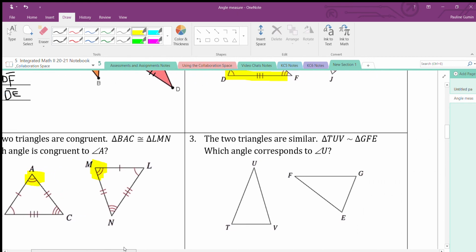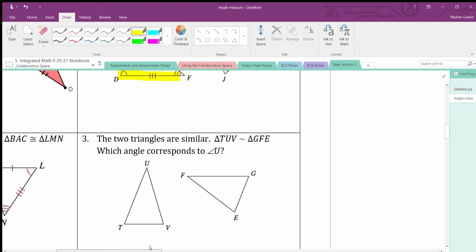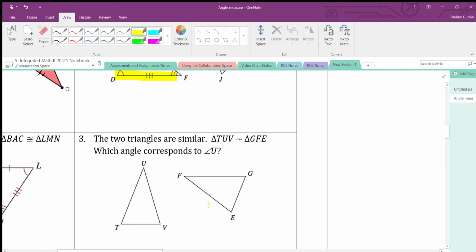But what if we have 2 similar triangles? How can we find corresponding angles and sides? Well, check this out. I have TUV and GFE. I am looking for angle U. Now, I'm not really sure where it is on GFE. The easiest way to do it is by looking at the name of the triangle, TUV, and finding the angle in the letter in the same spot. So U is in the middle, F is in the middle, so these are 2 corresponding angles.